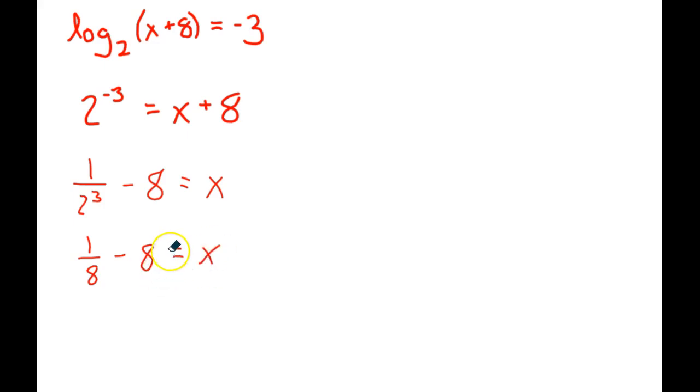So you could write this as a mixed number or as an improper fraction. 1/8 minus 8 is going to be negative 7 and 7/8, which if you wrote that as an improper fraction would be 8 times 7 is 56. 56 plus 7, that would be negative 63 over 8. So just like the last problem, we first rewrote this in exponential form and then isolated to get x by itself.